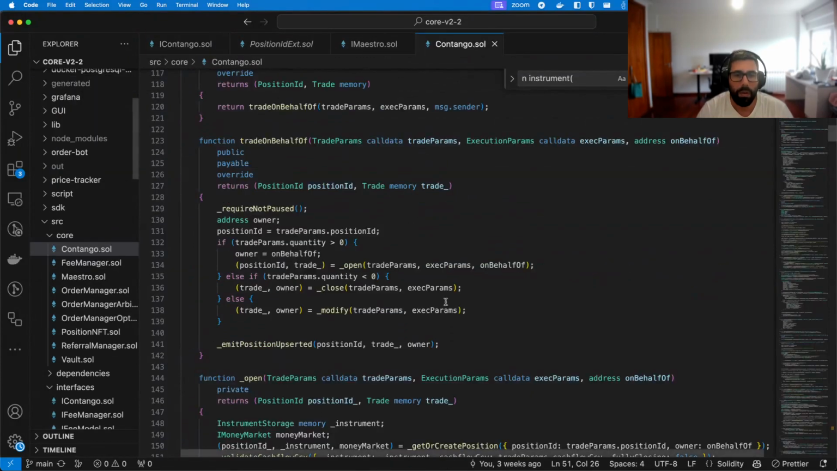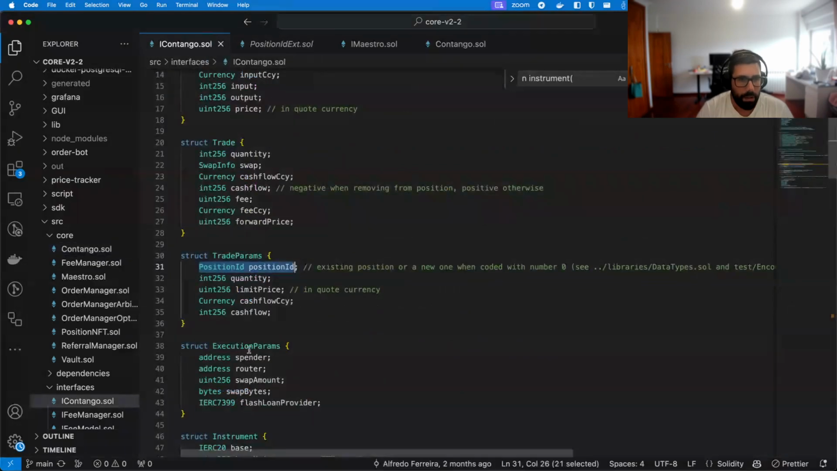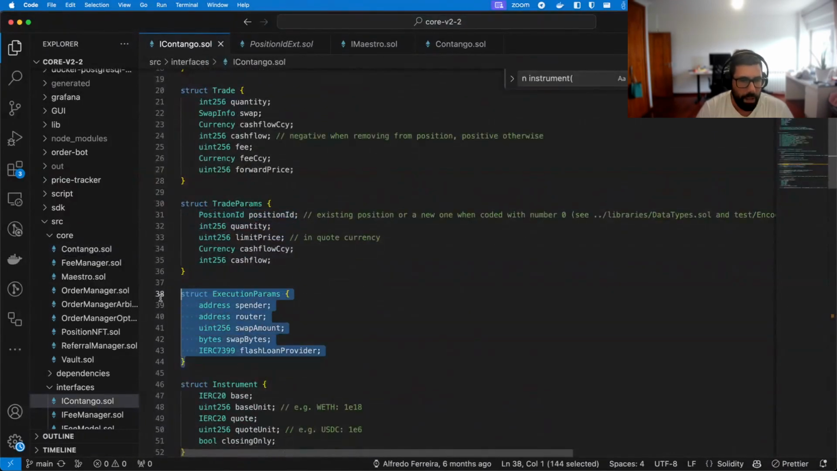Yes. So coming back to execution, sorry, I was describing the two things. The second struct is execution params, and this is mainly related to the spot trade that we have to do, and the flash loan we have to take.